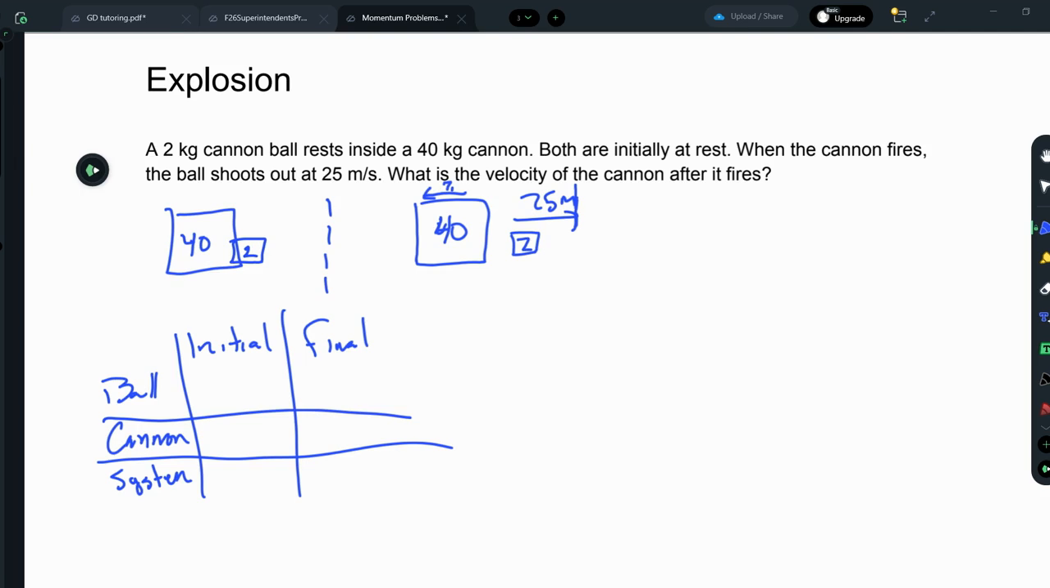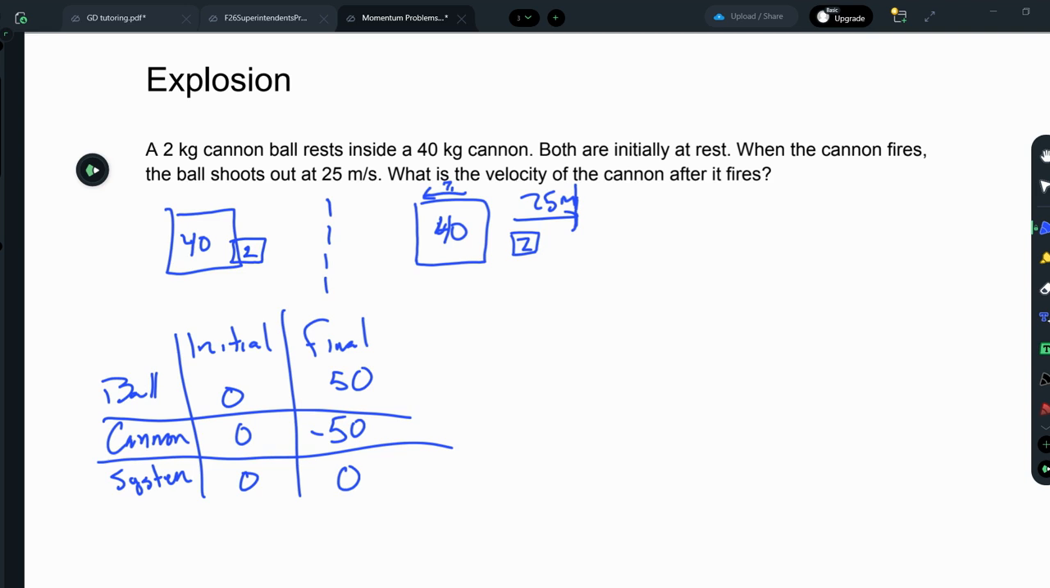And I know they're both at rest, right? They start together, which means our system momentum is 0 to start, which means afterwards our system momentum had better be 0. If I look at the ball's momentum, 2 kilograms times 25 meters per second, that's going to get me 50, which means the cannon must have negative 50 kilogram meters per second of momentum, because the total has to be 0.